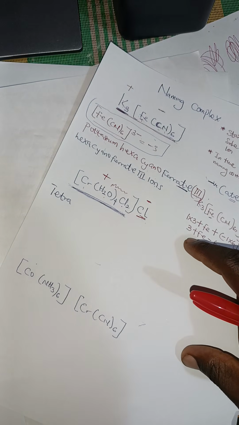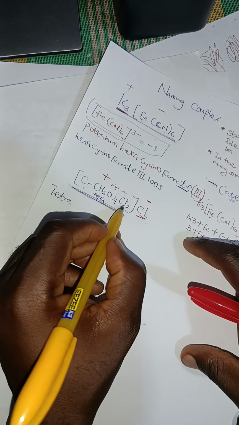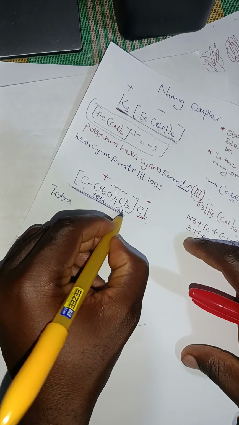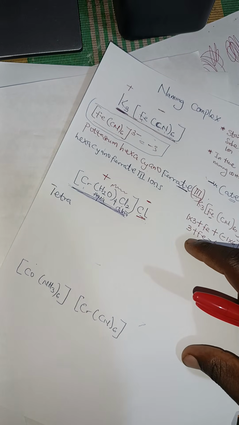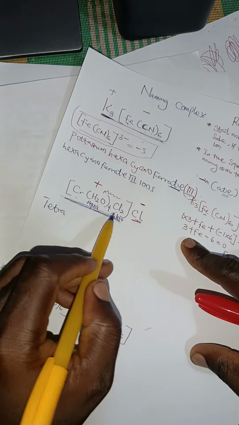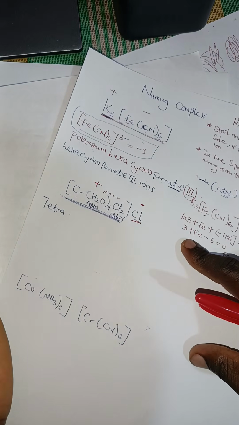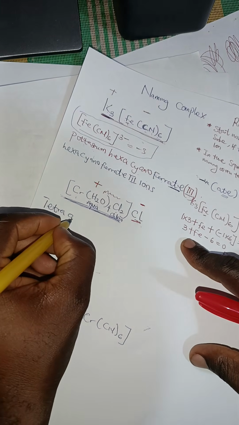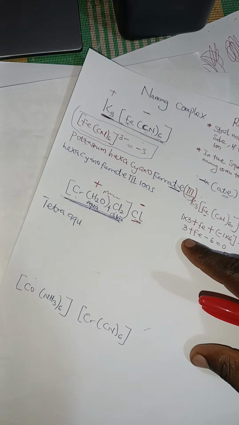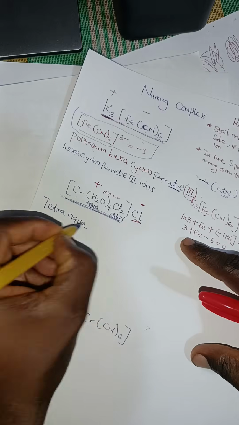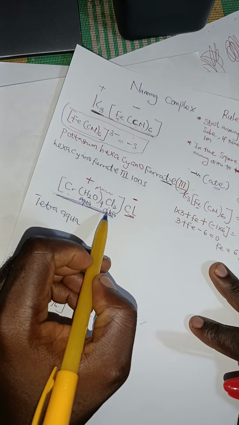Now, don't forget that this is aqua, and this ligand here is chloro. Now, aqua and chloro, which should I call first in alphabetical order? A comes before C. So I'll say tetra aqua. You can see it as aqua, you can see it as aquo. No problem. Tetra aqua. Then after tetra aqua, the next one is what?